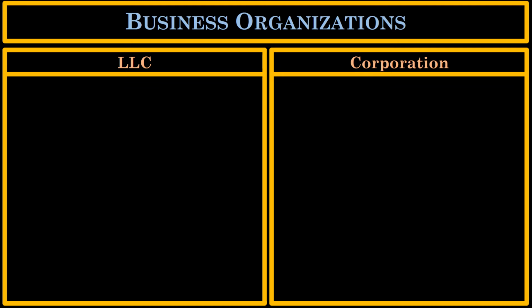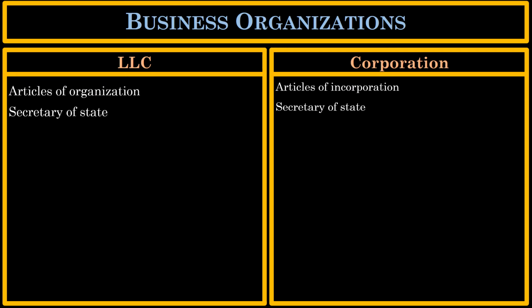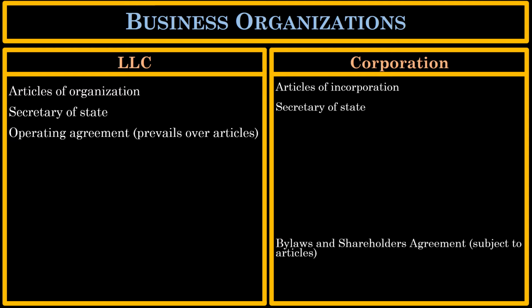Let's compare the formation of an LLC to the formation of a corporation. With an LLC, you file articles of organization with the Secretary of State. With a corporation, you file articles of incorporation with the Secretary of State. With the LLC, you have an operating agreement which prevails over the articles. If there's a conflict between what's in the operating agreement and what's in the articles, the operating agreement prevails.